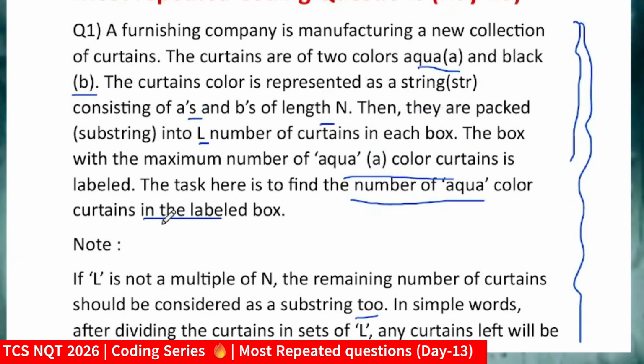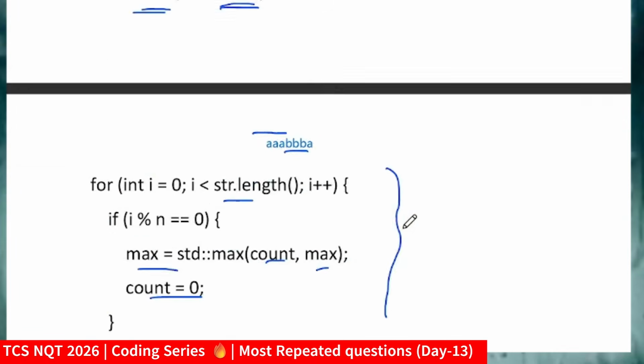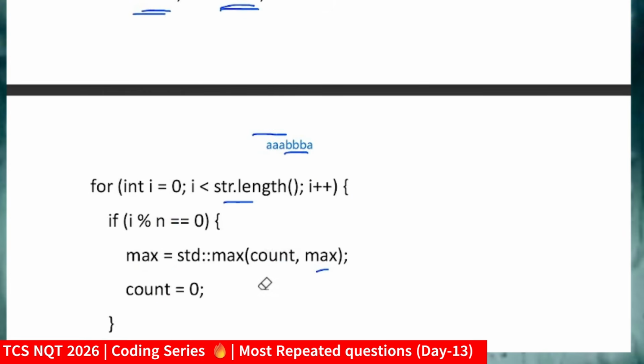If you look here, the curtain color is represented as a string consisting of A's and B's of length N, and they are packed into L number of curtains, and these are the conditions they have clearly mentioned. So that's why I'm counting just A and trying to get the maximum count. This is the simple way. Now let me run this code in the online compiler, then it will be quite clear to you.